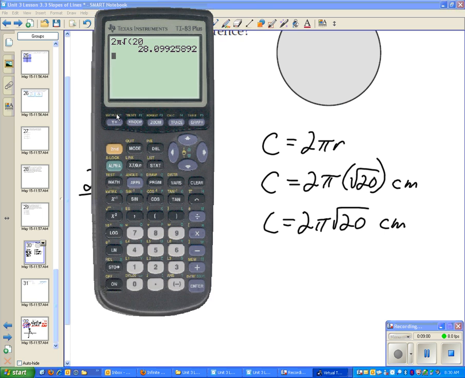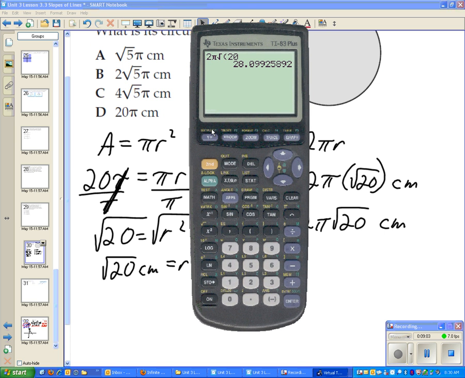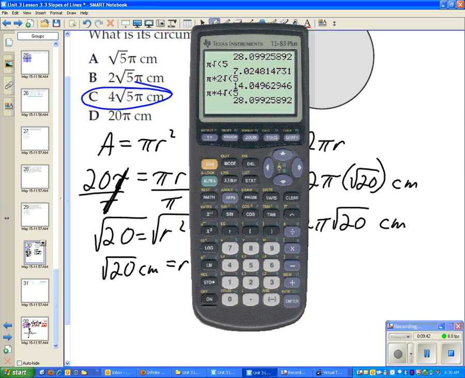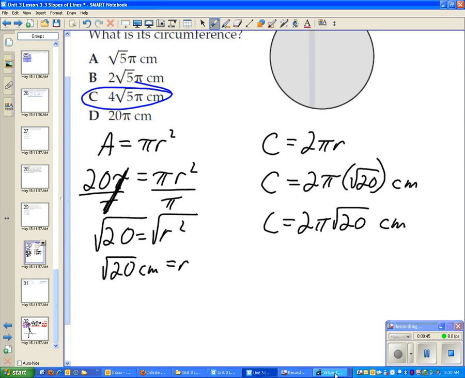Okay? So let's see if any of these other answers match that. So let's try A. It's going to be easier for me on my calculator if I punch in the pi first times the square root of 5. All right, that's not it. Then on the next one, I'll punch in the pi first times 2 times the square root of 5. That's not it. Then I'll try C. I'll type in the pi first times 4 times the square root of 5. And there we go. There's our answer. All right. 61 makes sense?